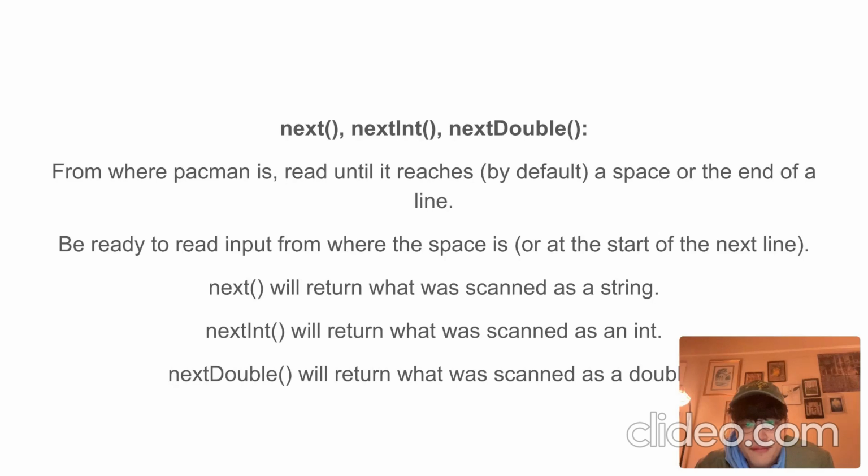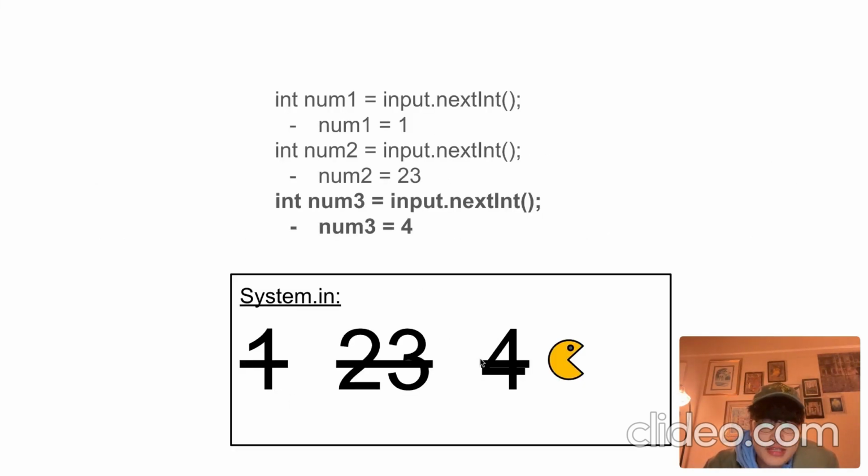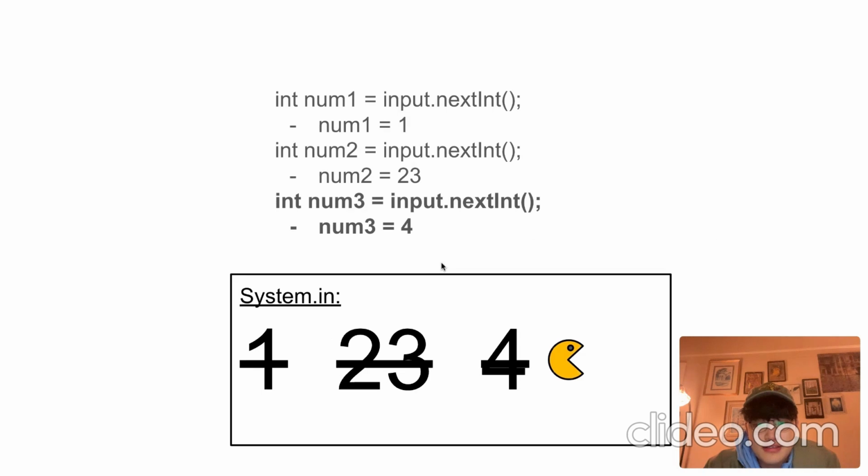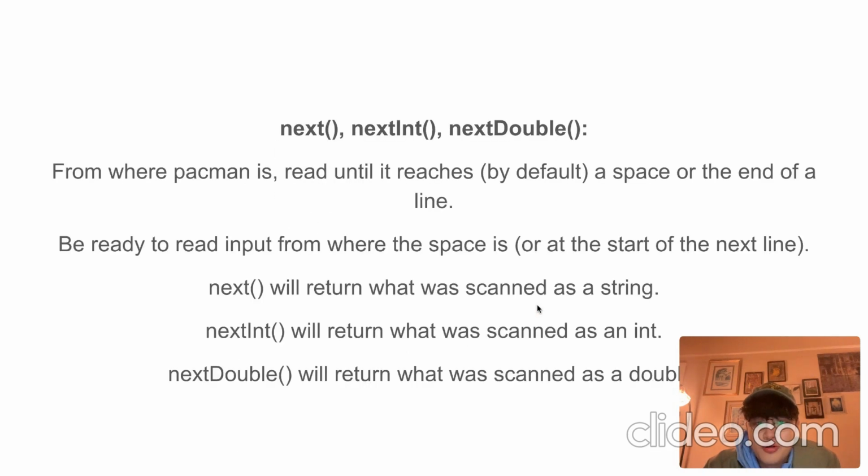The reason I say end of the line is if Pac-Man reads the whole line and doesn't find a space anywhere, for example, maybe we had just 1, 2, 3, 4 without any spaces, it's not going to keep reading line by line by line. Once it gets through the whole line, it's going to give up, right? And then it'll stop scanning, return what it gets, and start at the next line and wait for the instructions. So Pac-Man will be ready to read input from where it left off, like maybe it left off here. Or if it read the whole line and couldn't find anything, it's going to wait at the start of the next line, right?